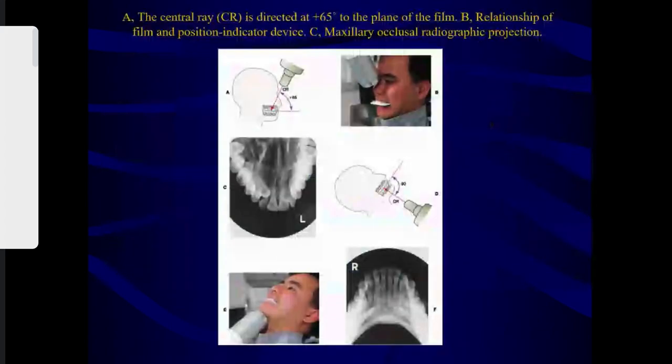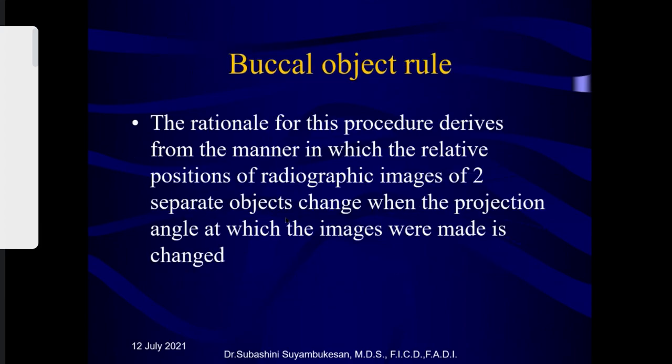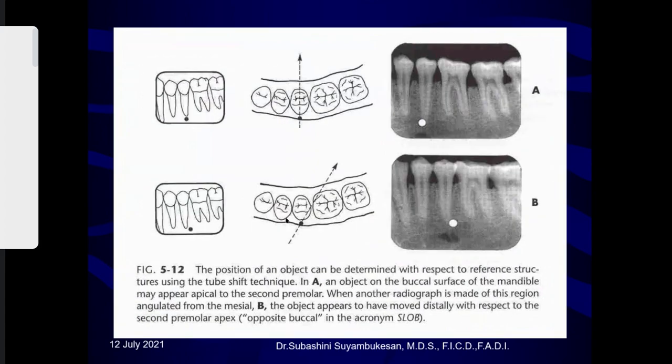Then you have the occlusal radiograph. Here comes a hero: the tube shift technique. The other name is tube shift or buccal object rule. Same lingual opposite buccal, Clark's rule. Clear? So all these are the names. This is the picture given in White and Pharoah to check if a radiopaque object is placed lingually or buccally. If the X-ray is targeted in a mesial direction, and the object moves mesially, that means the object is placed lingually. If it moves distally, that is in the opposite direction to the angulation of the X-ray, it is placed on the buccal side.